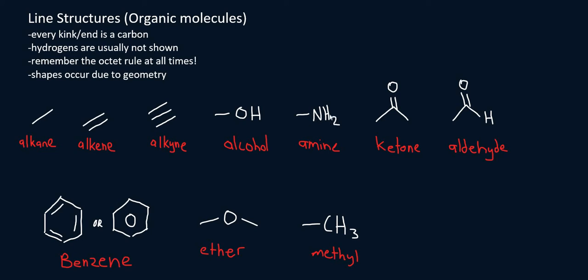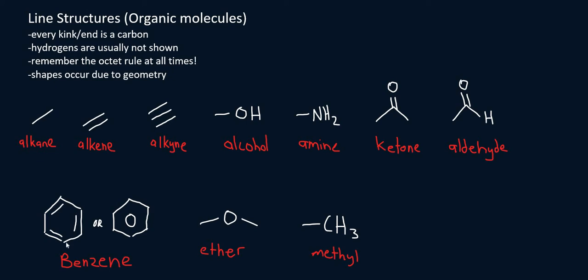If you see an NH2 bonded to a carbon, it's called an amine, or an amine, depending on who you are. I've always said amine, although I think technically it's supposed to be pronounced amine. If you have a carbon double bonded to an oxygen, that's called a ketone. If you have a carbon double bonded to oxygen with an H also bonded to that same carbon, that's called an aldehyde.